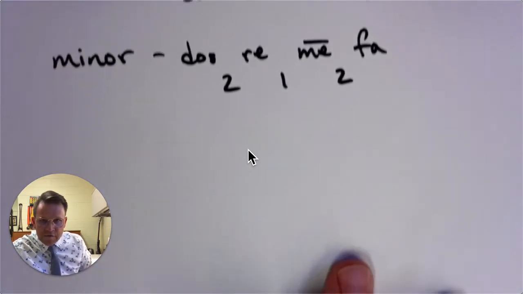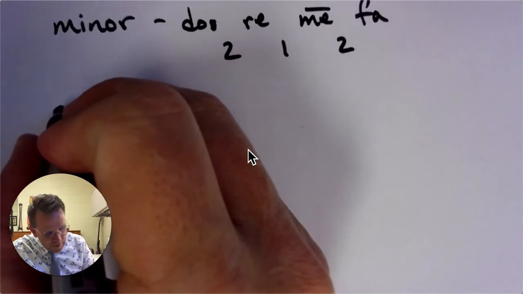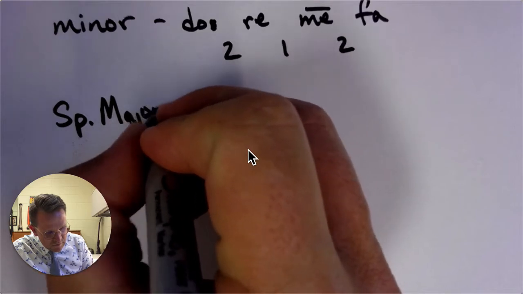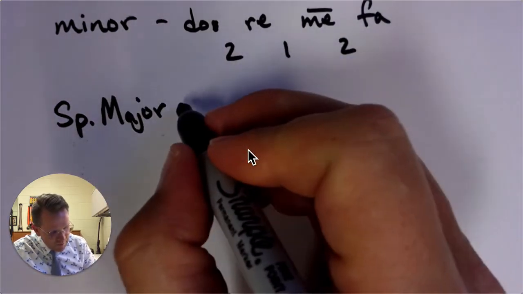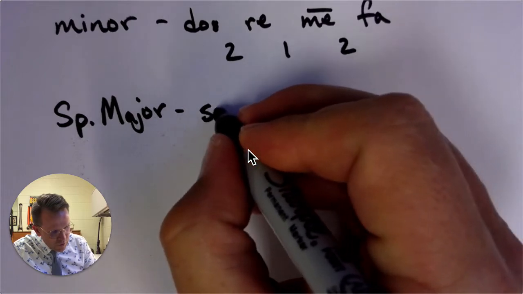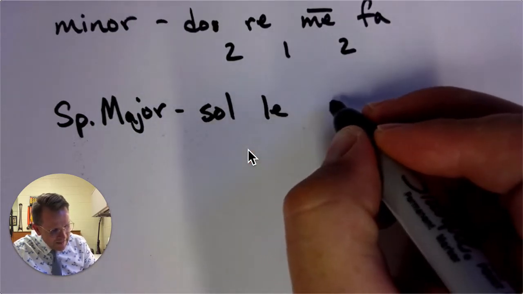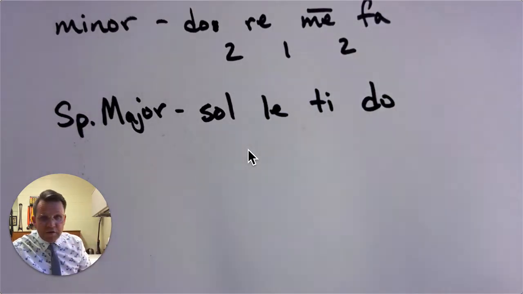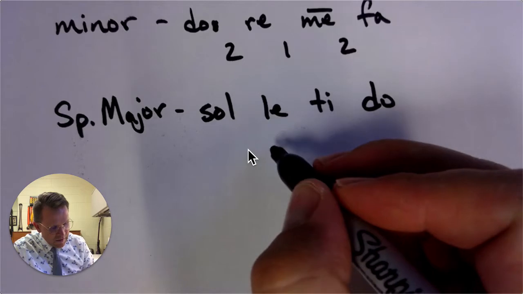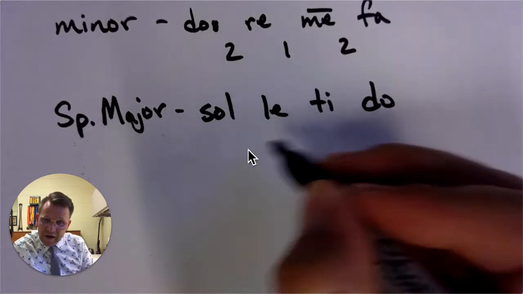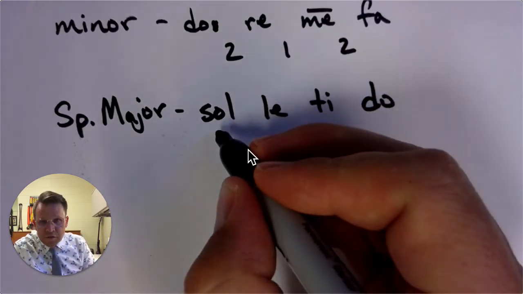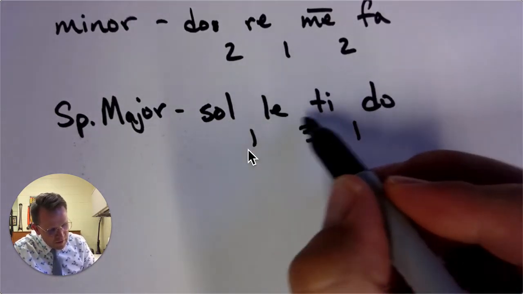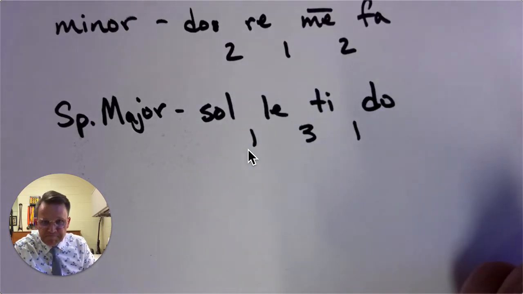We also have our Spanish major. And with Spanish major, we use sol, la, ti, do. This one's really quite unique in that it has kind of a pull in directions both up and down, meaning la pulls to sol and ti pulls to do. The relationship is 1, 3, 1, and there's a really large space between la and ti.